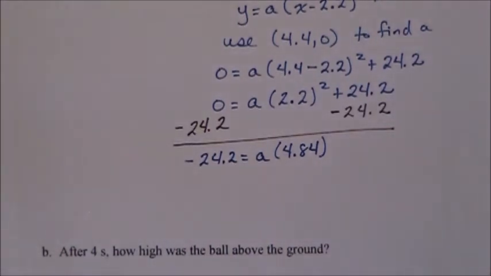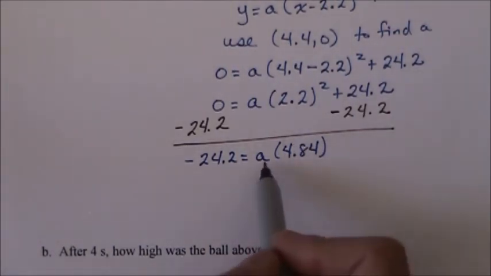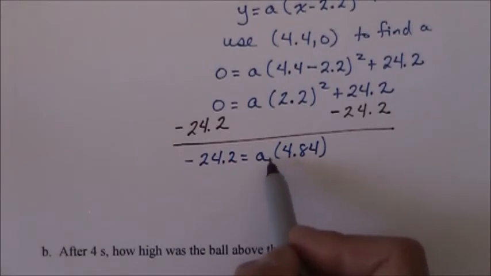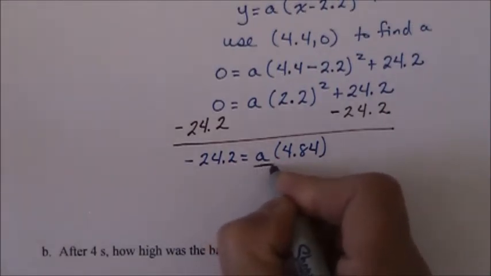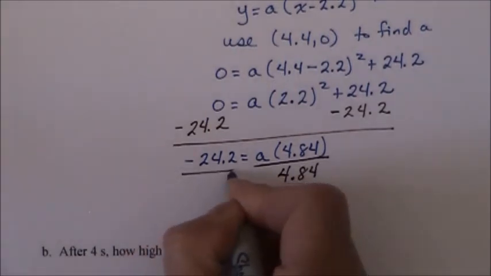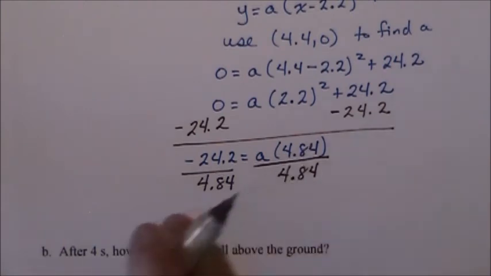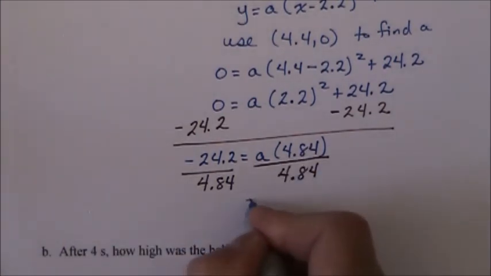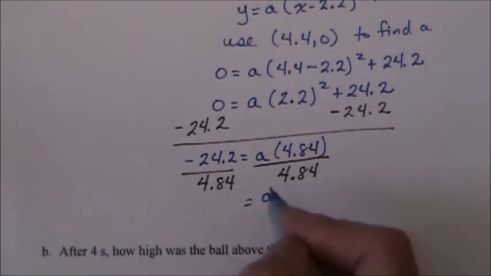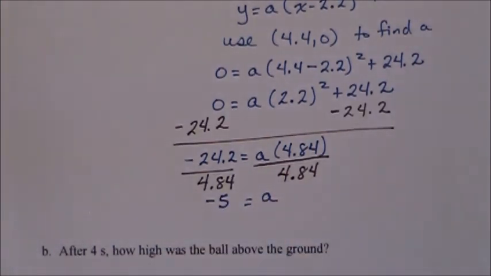At this stage now, we need to divide both sides by the 4.84, because remember, a letter in a bracket, no sign between them is multiplying. Opposite of multiplying is to divide. So dividing both sides, we get a is equal to negative 5.